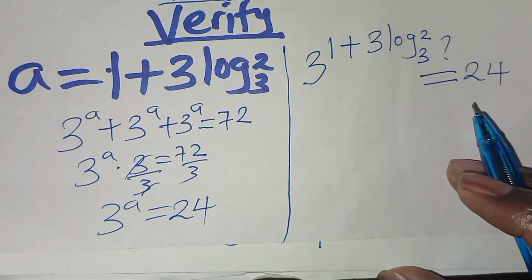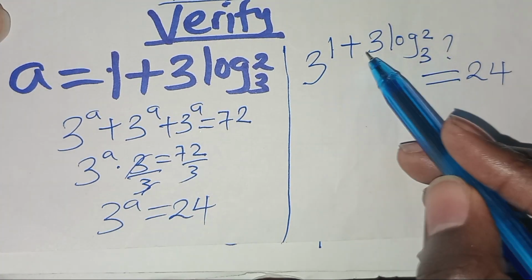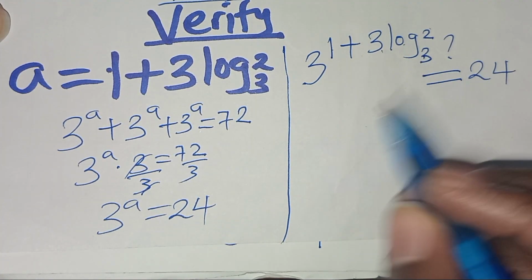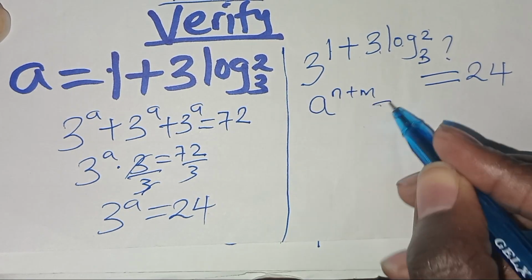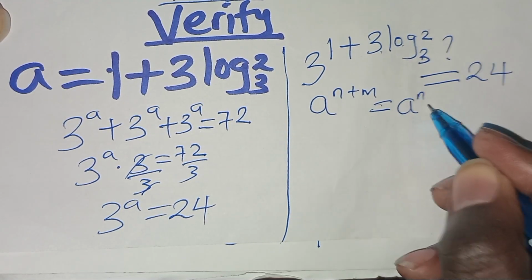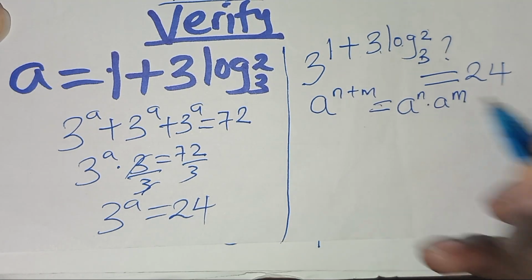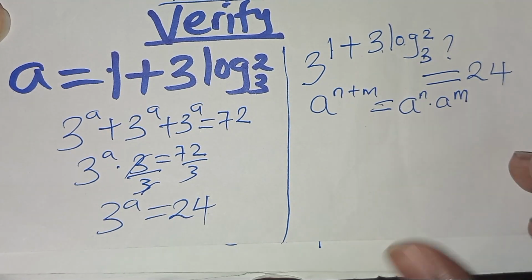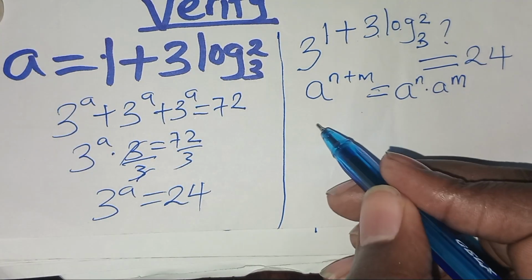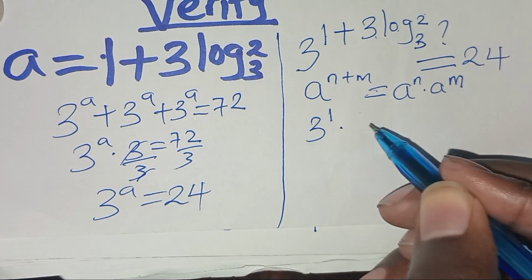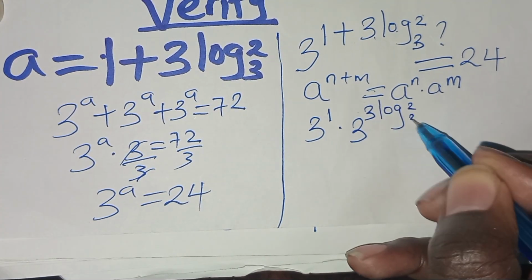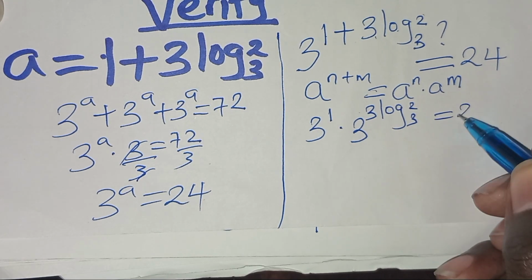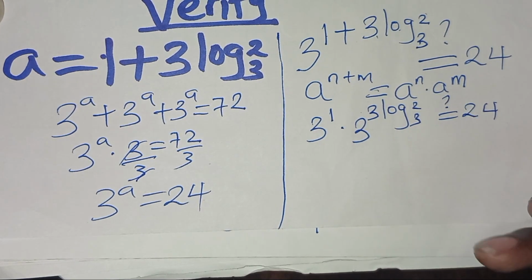Now you find that 3 to power 1 plus 3 log 2 to base 3, this is in the form of x to the power n plus m, which we can transform as x to the power n multiplied by x to the power m. So applying this exponent property, you find that this is 3 to the power 1 times 3 to the power 3 log 2 to base 3. This should give us a value of 24.